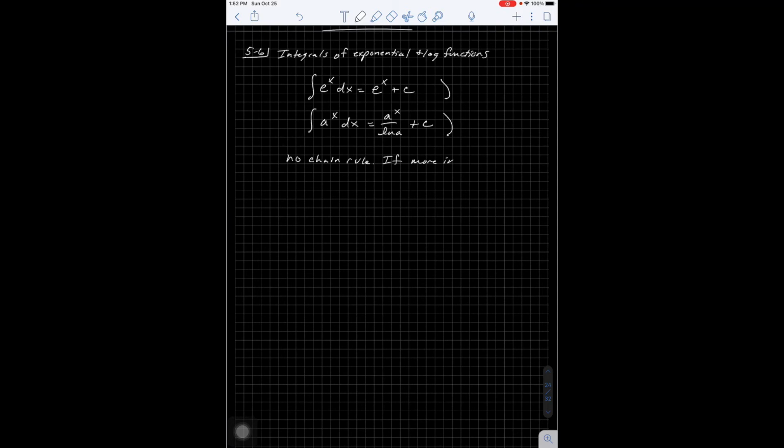If there's more in the exponent, then the rule is use substitution that we did last section. So substitution is going to be your go-to method instead of product, quotient, chain rule. That's the idea. Okay, let's do an example of this.